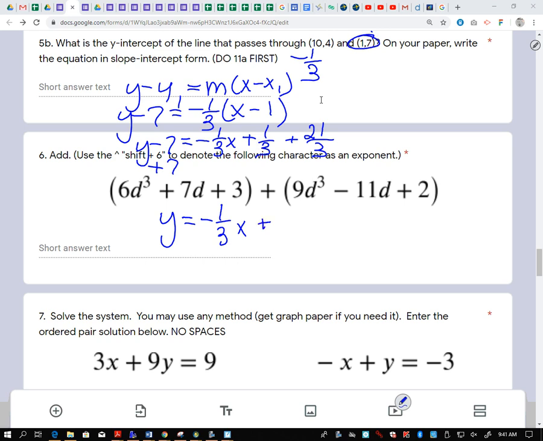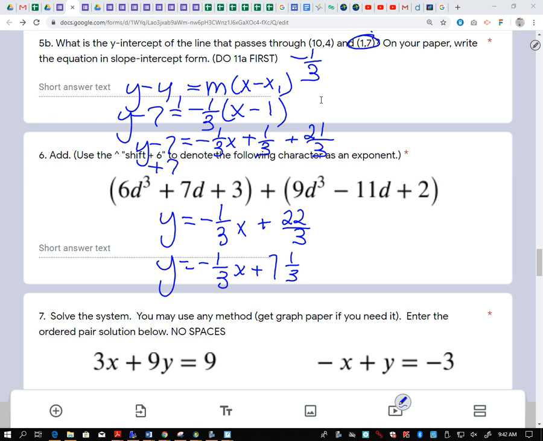Plus 22/3. Now, you can write that differently if you want. We could make that maybe just 7 and 1/3. Okay, that's going to be the same thing.